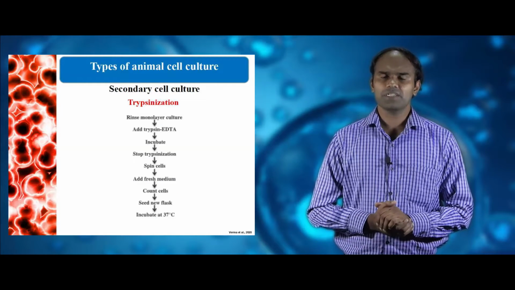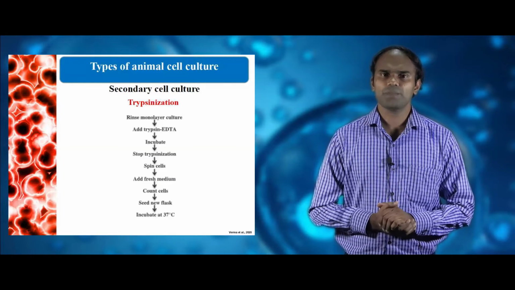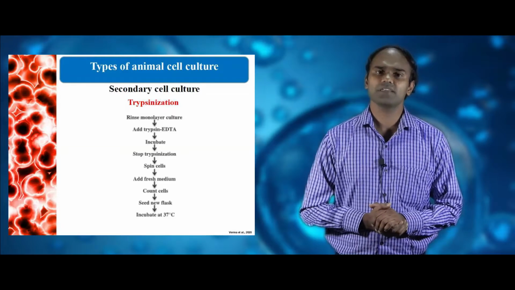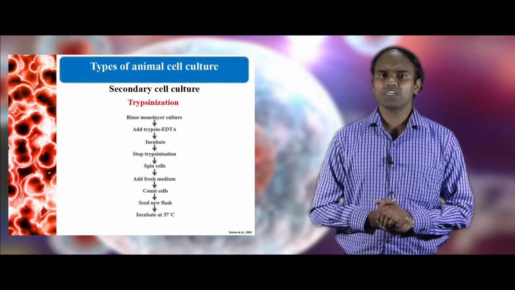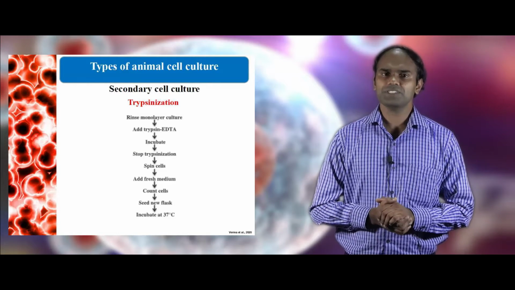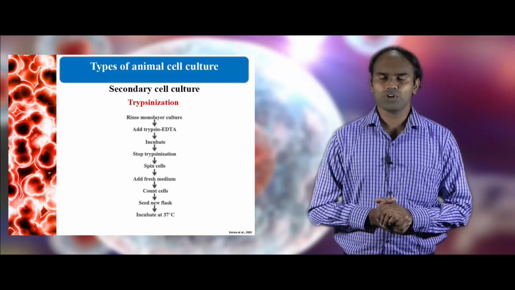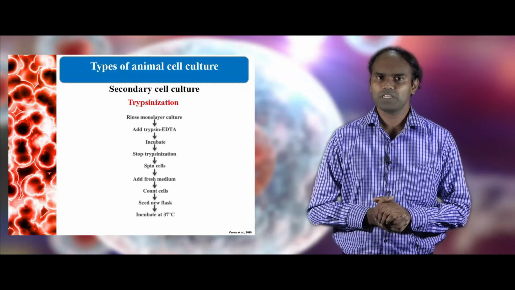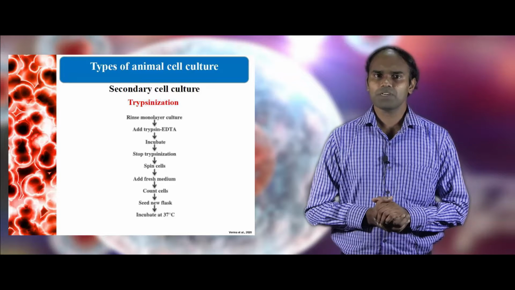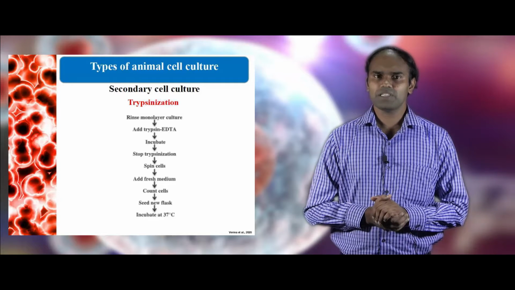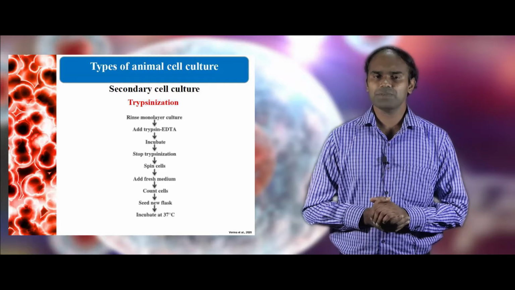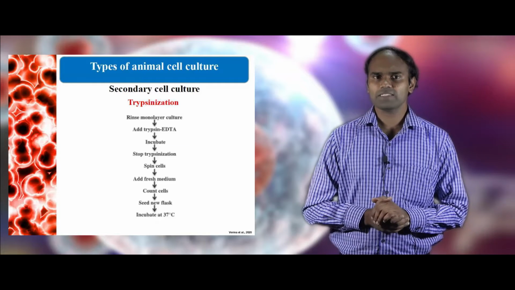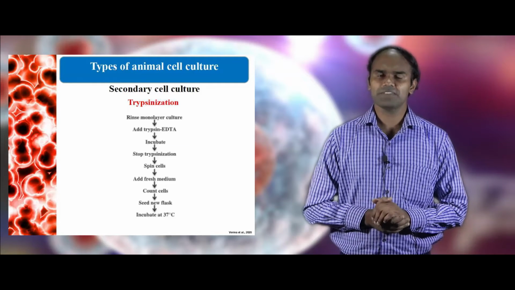When doing secondary cell culture, the subculturing or passaging is done with enzymatic digestion of the adherent cells. This process is called trypsinization. In trypsinization, we rinse the monolayer culture, add trypsin EDTA, incubate, stop trypsinization, spin the cells, add fresh media, count the cells, seed a new flask and incubate at 37 degrees Celsius.